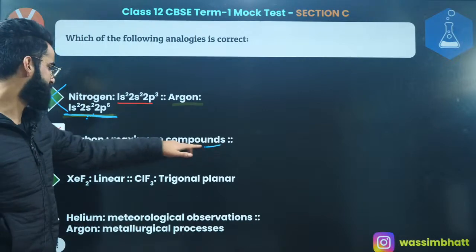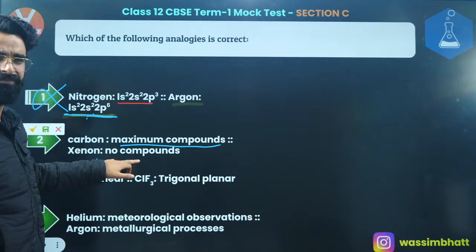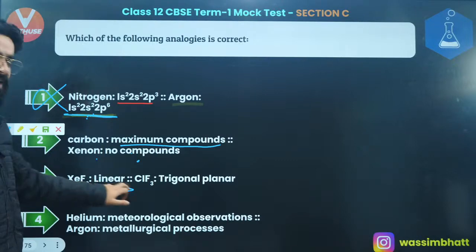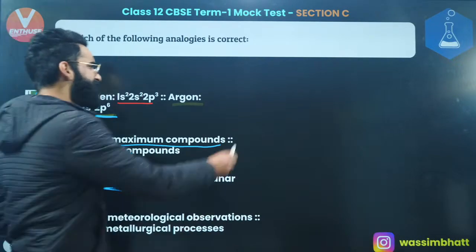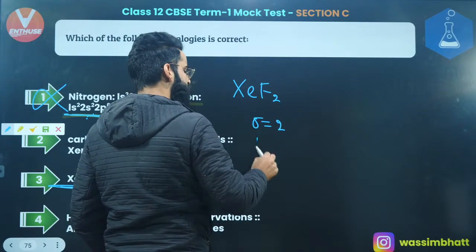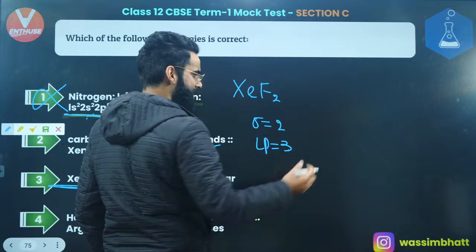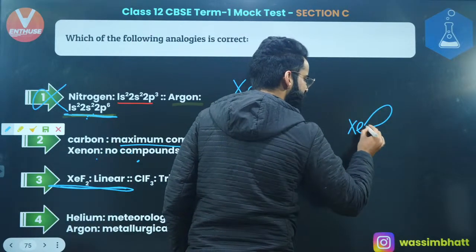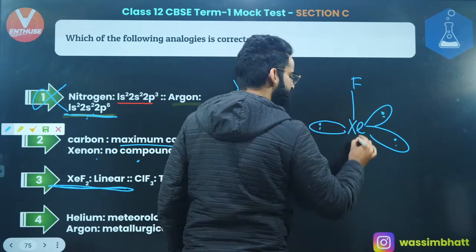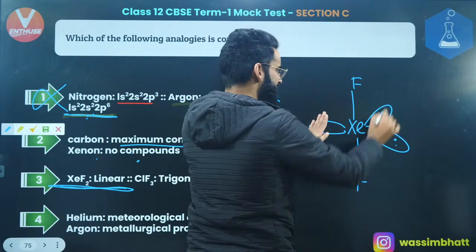Carbon, maximum compounds, right? Xenon, no compounds. What about XeF2? What about XeF4? What about XeF6? XeF2 is linear. If you talk about XeF2, you have two sigma bonds and three lone pairs on this xenon, which absolutely makes it linear. There will be three lone pairs on the equatorial plane, one fluorine above the plane, one fluorine below the plane. Just ignore these lone pairs. It's absolutely linear. This one is correct.